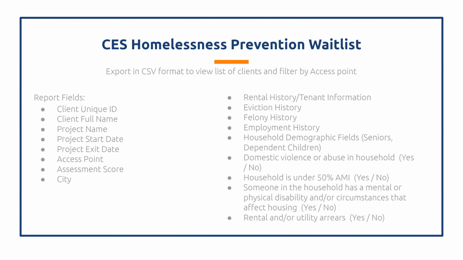And then we have another field for if the household is under 50% AMI. And then we also have fields regarding mental and physical disabilities. And these fields are also very useful for reviewing the different information that the client is presenting in HMIS, so that you can get a better idea of what different homelessness prevention projects they are eligible and prioritized for.